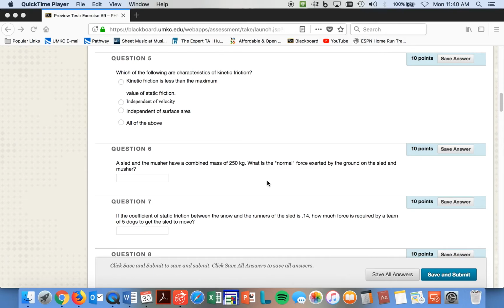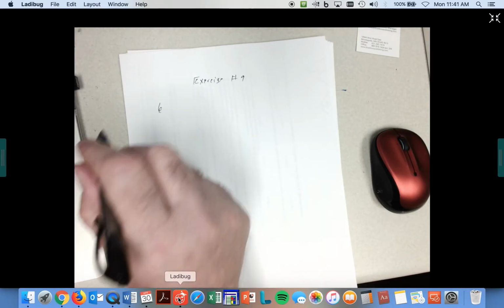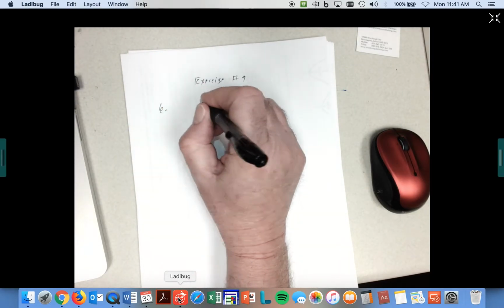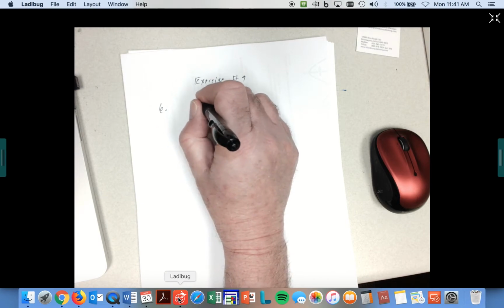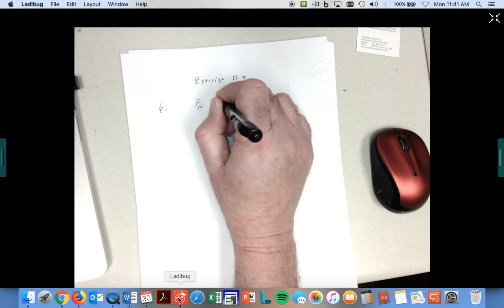A sled and the musher have a combined mass of 250 kilograms. What is the normal force exerted on the sled by the ground? So problem number 6, so we'll just do exercise 9 here. That's no big deal. I don't think students have much of a question on this. So the normal force is just equal to mg.